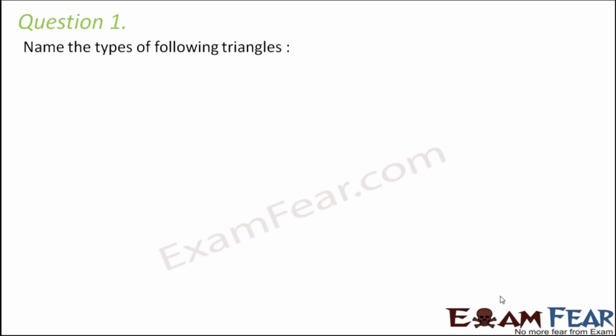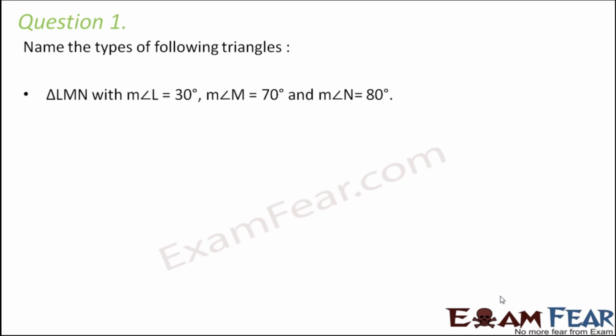Question number 1. Name the types of following triangles. Triangle LMN with angle L, meaning the measure of angle L is equal to 30 degrees, the measure of angle M is equal to 70 degrees and the measure of angle N is equal to 80 degrees. So let us try to draw a rough sketch of this triangle. So angle L is 30 degrees. So first we draw angle L. Let's say this is 30 degrees and this is angle L. Angle M is 70 degrees. So let's call these points L, M, N.